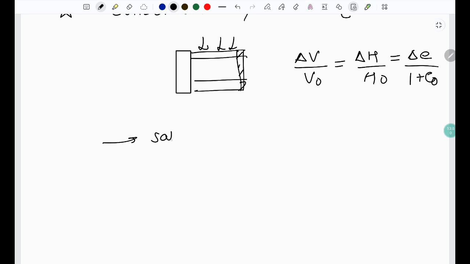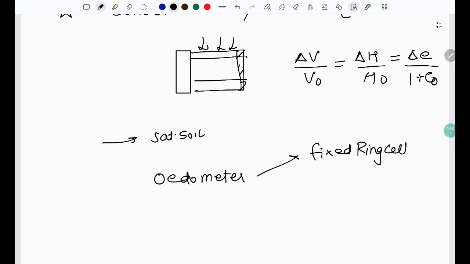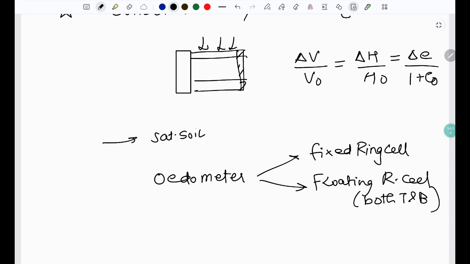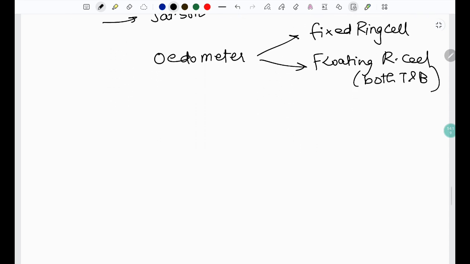It is performed on saturated soil, and there are two types of oedometer. First is the fixed ring cell, where only the top plate moves and the bottom remains fixed, and the other one is the floating ring cell, where both top and bottom plates move. Now using these consolidometers, when load is doubled in each stage, the dial gauge reads readings at different time intervals, and we draw the settlement versus time graph.